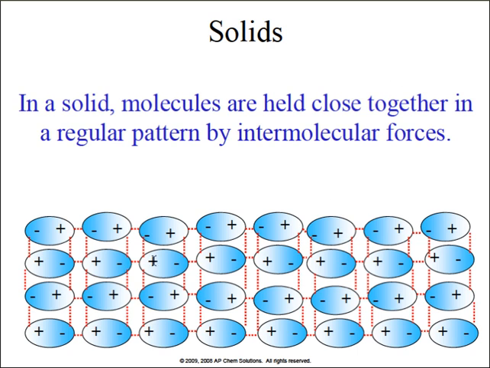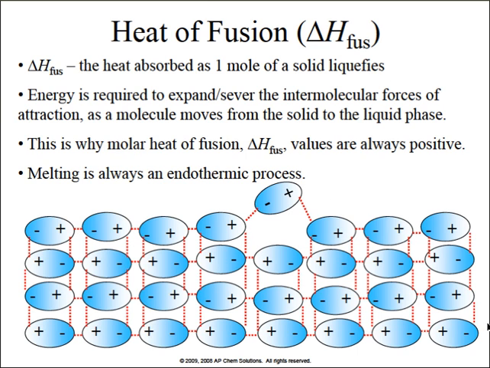Now in a solid, remember, all the molecules are lined very nice and neat. And so when we add heat to it, what happens is we're breaking these intermolecular bonds, those little red dotted lines. So if we break those from a solid into a liquid, it's called a heat of fusion. Okay, it's the heat absorbed as 1 mole of a solid liquefies. Liquefies means turn into a liquid. So that's the energy needed to basically melt 1 mole of a substance.